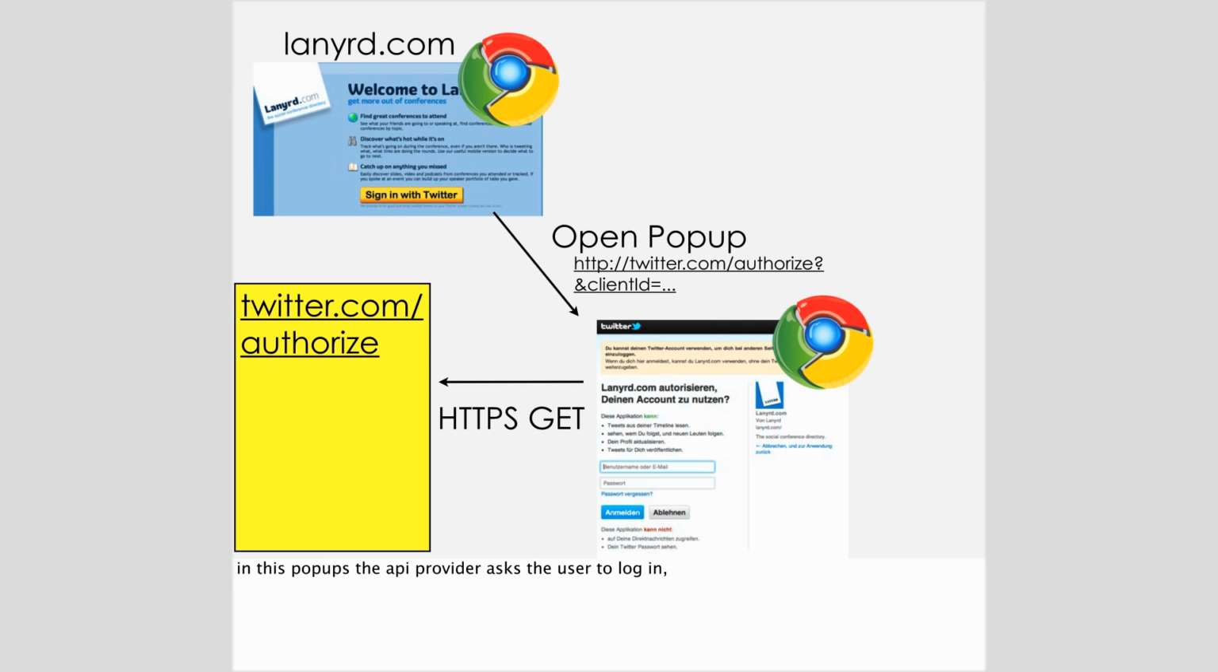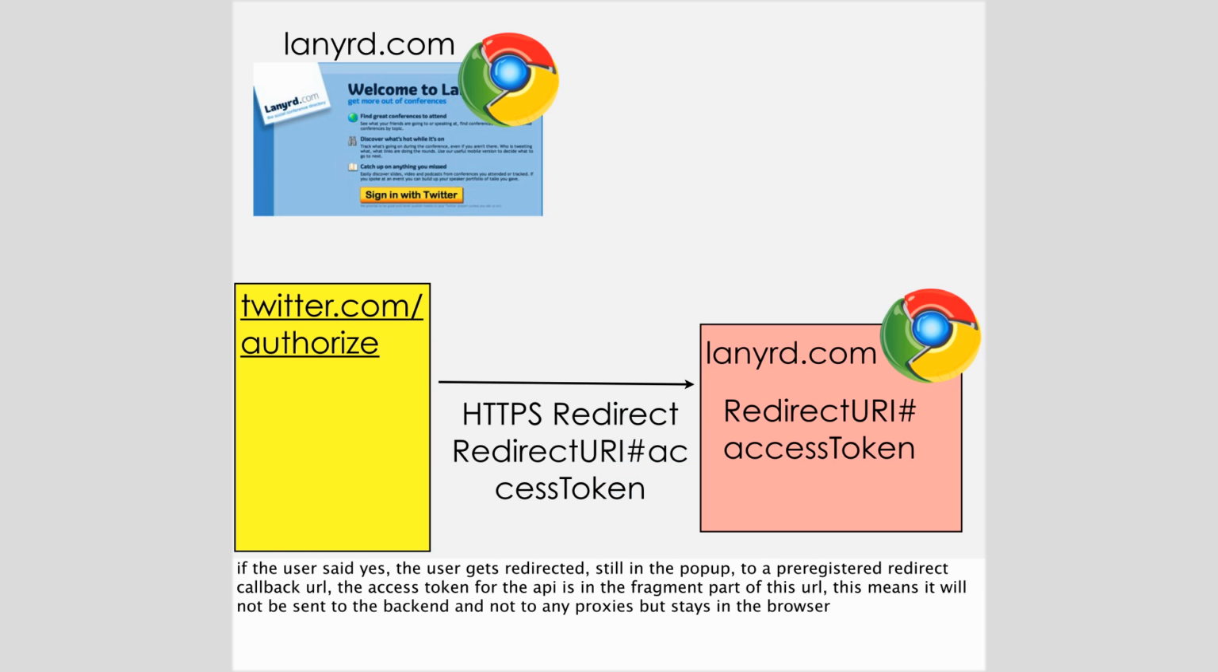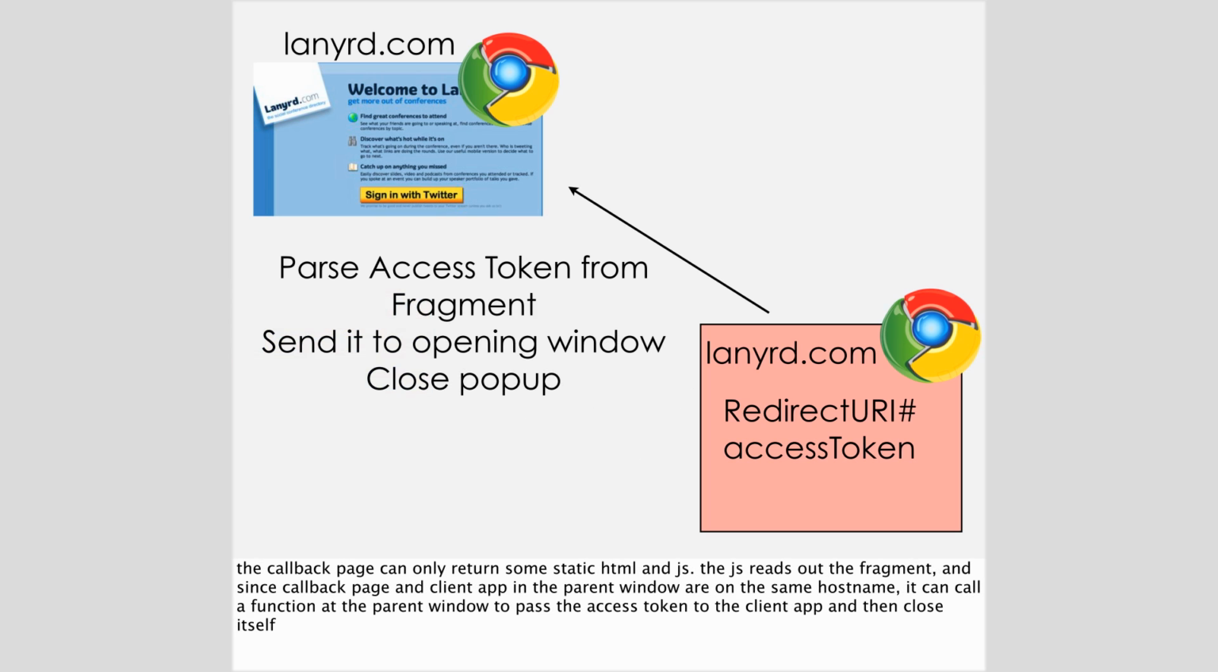In this browser pop-up, I can log in, if I'm not logged in already, and then say, yes, I really want Leonard to access my data. If I do this, the browser, still in the pop-up, redirects me to a pre-registered callback URL, and the access token that I need later for the API request is part of the fragment of the URL. Because it's part of the fragment, it's not sent to the backend server, because the fragment always stays in the browser and is not sent over the internet. So the access token will also not be visible to any proxies in between and so on.